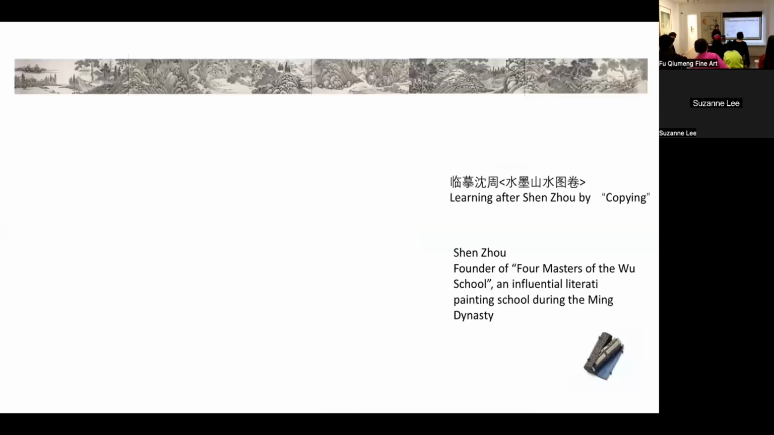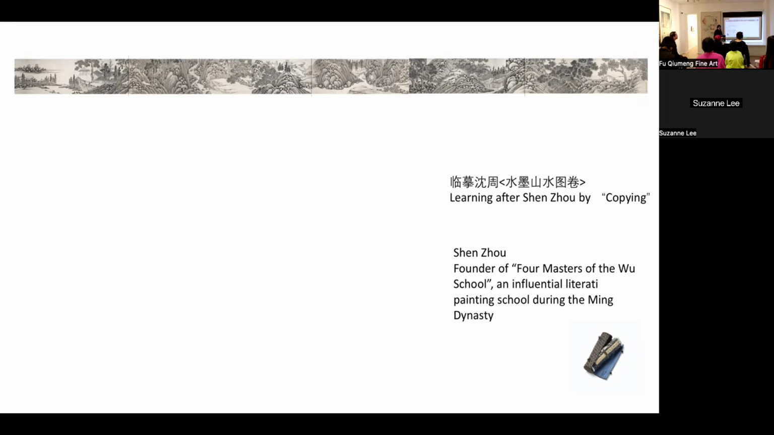And I'm not satisfied with only doing the elements by themselves. So after some experiments, I started trying copying a whole piece of work. So I picked Shen Zhou's 水墨山水图卷. It's an ink landscape handscroll.